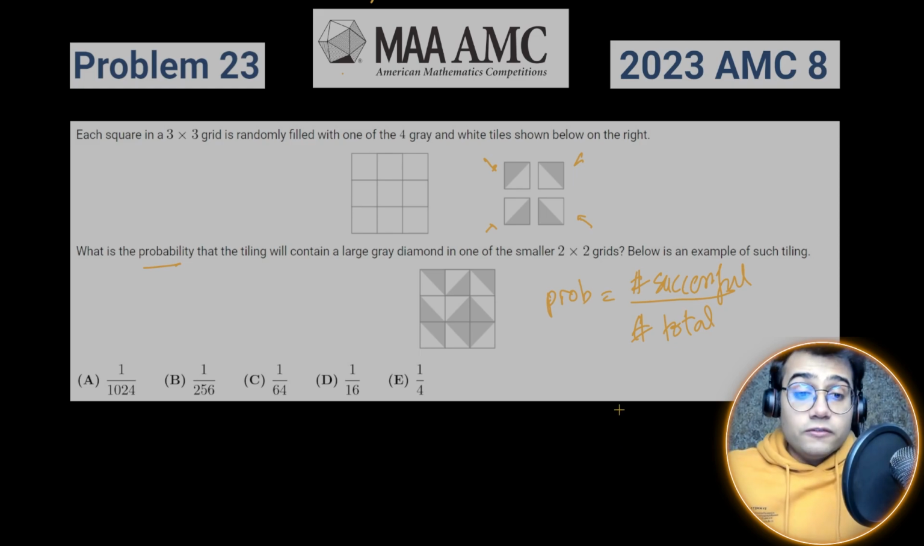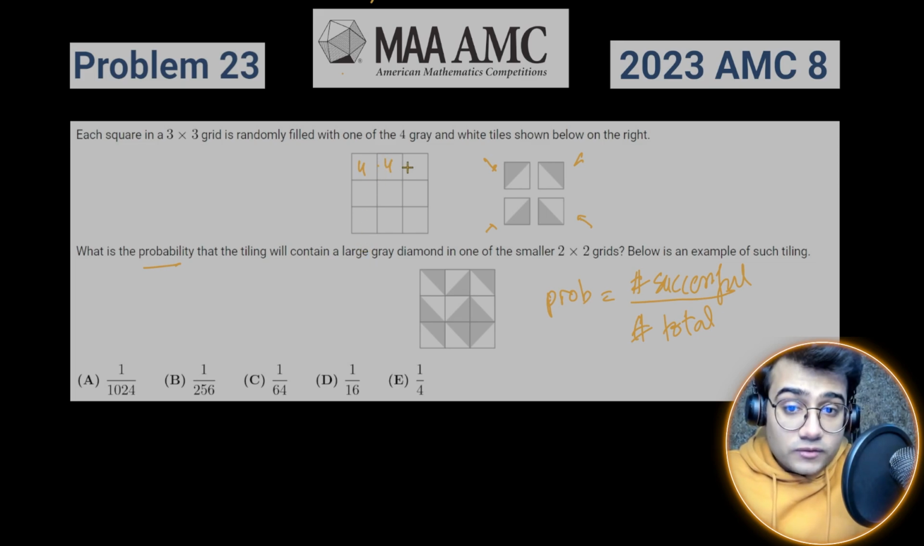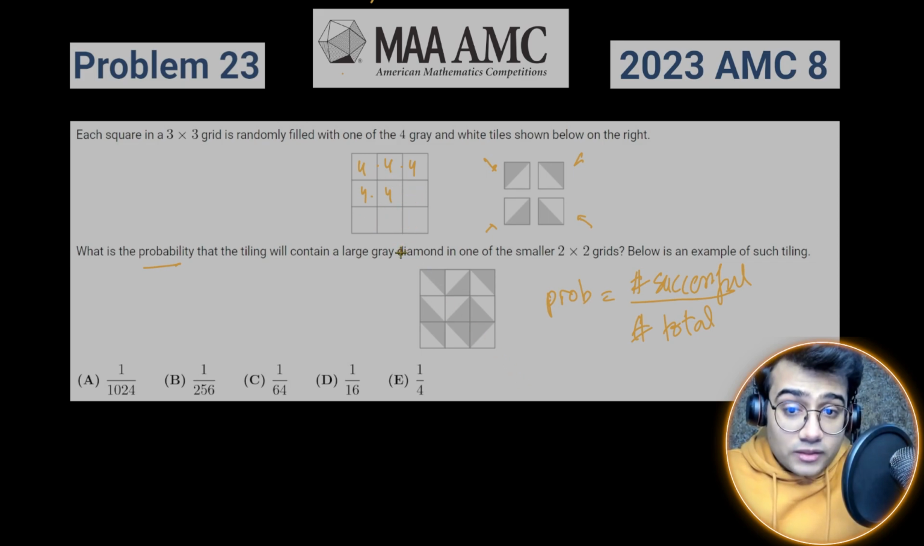Now, let's first of all figure out what are the total number of patterns that we can make. Now, for each tile, we have 4 possible choices, right? And since they are all independent, therefore we will multiply them together to find the total number of possibilities. So that's going to be 4 to the power of 9. That's the total number of possibilities that we have. So total is 4 to the 9.